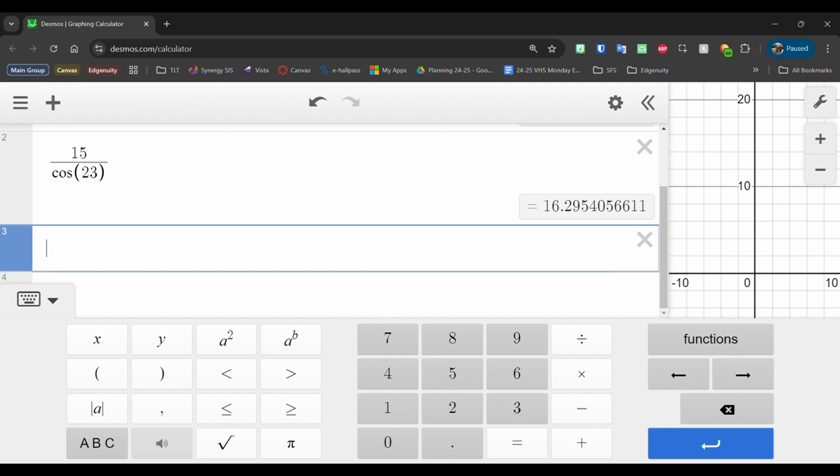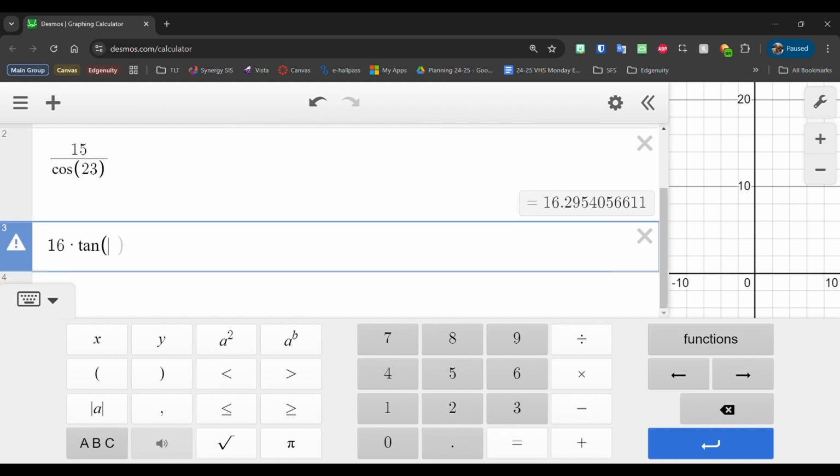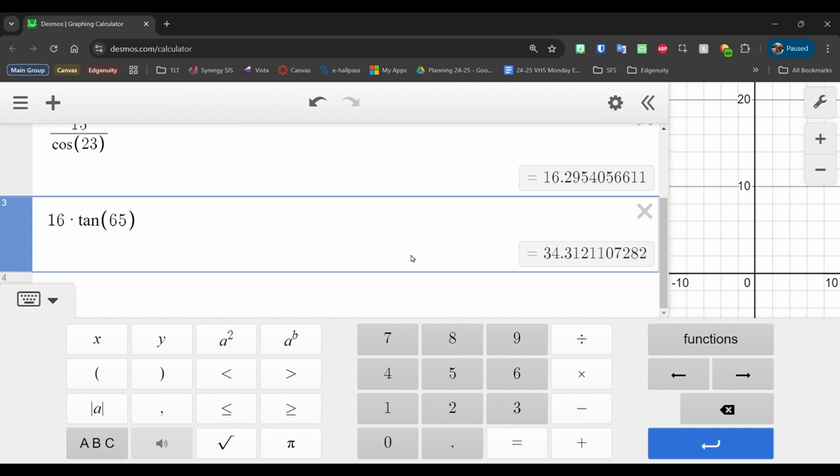And it works with multiplication too. We had 16 times tangent of 65. So I'm going to do 16 times tangent 65, close parentheses. There we go, 34.3. That is all.